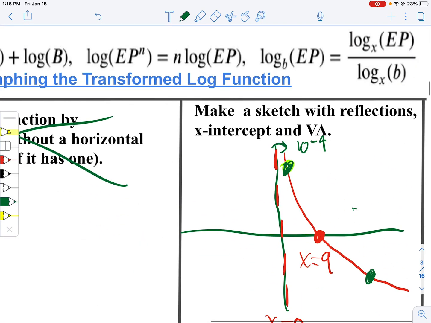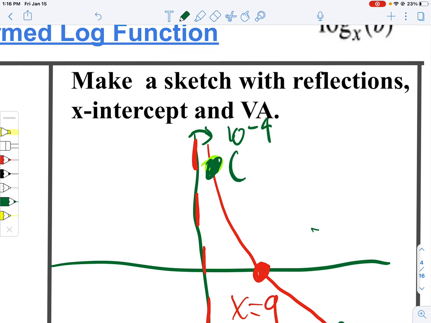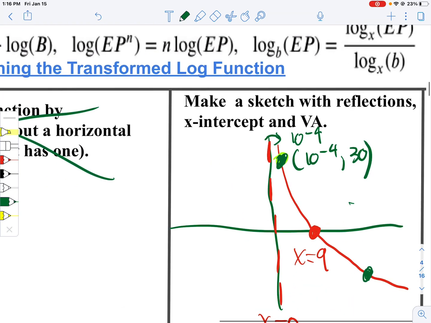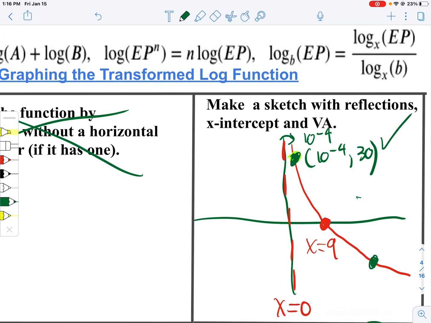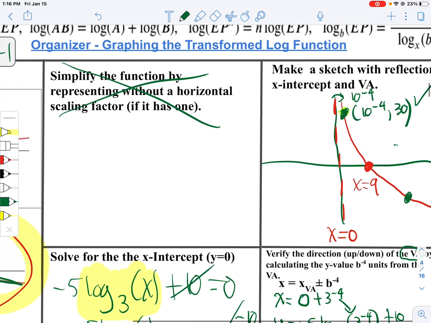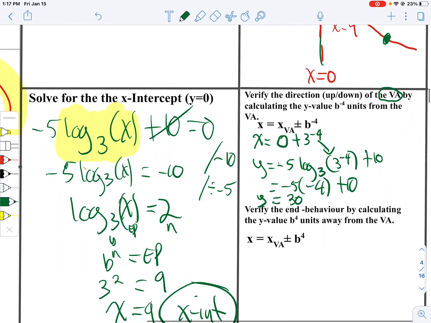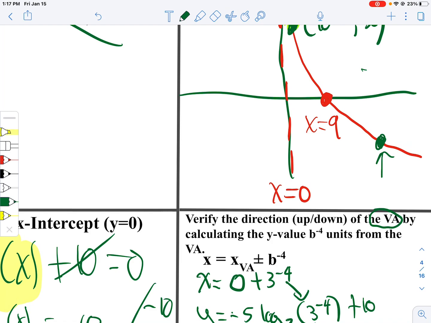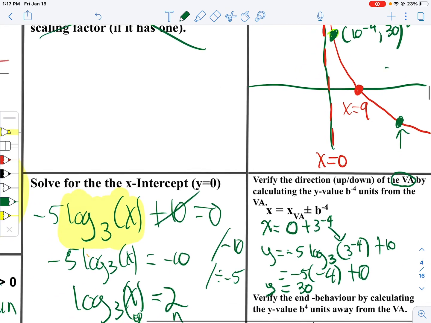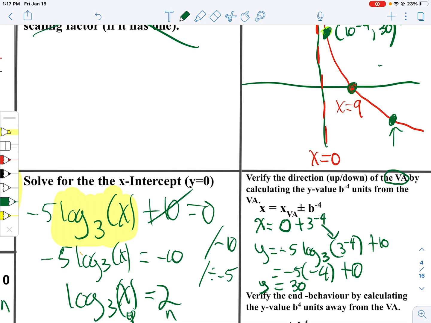So I'm going to go back up. And I know now that this ordered pair is at 10 to the negative 4, comma, 30. So like almost touching the y-axis, and then it's up at 30. So that makes sense. That should be up high, right? So it's going up the asymptote. Now this one here better have a negative y value, right? If we've done it correctly, because we're to the right of that x-intercept.